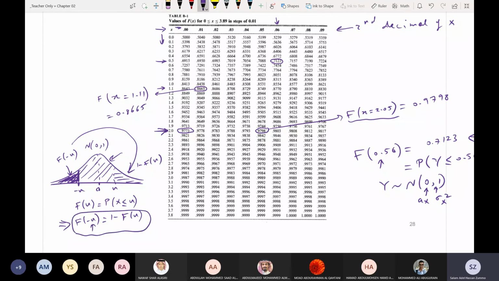Because you will have problems with negatives, you need to be able to find the negative. Using the symmetry, this area equals this area. And this area on the right equals 1 minus F of u, which is the rest of the curve. I think time is up.